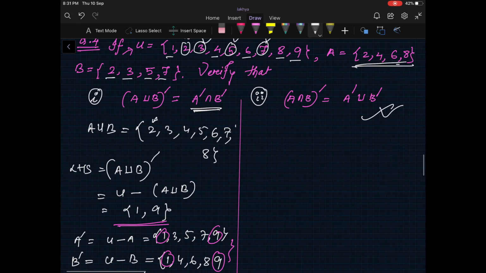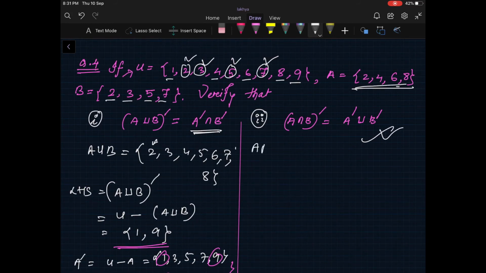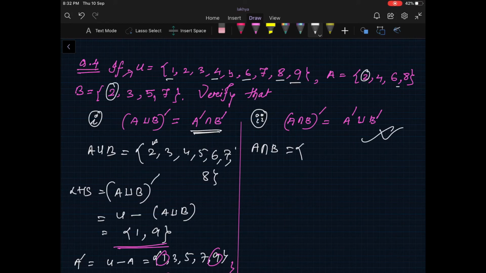Similarly, you can verify this relation also. In order to verify this, first you need to find A intersection B, which means a set of the common elements in set A and B. Let's find the common elements. So here you see, in sets A and B, 2 is common, only 2. Okay, so this is A intersection B.